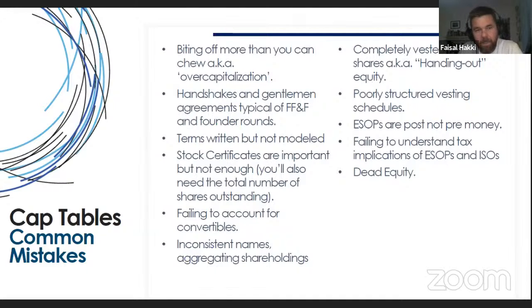The other common mistake is that at the beginning you do handshakes and gentleman agreements. You take money from friends and family, and you don't write any documentation that attests to the money that was put into those businesses. That is also a very big mistake. Don't do that. Just a minute.